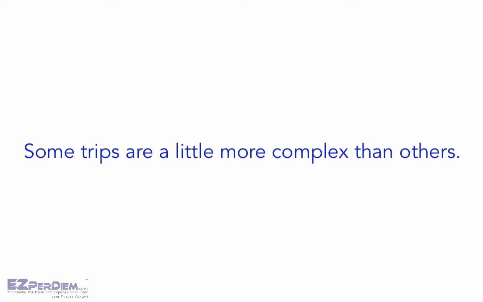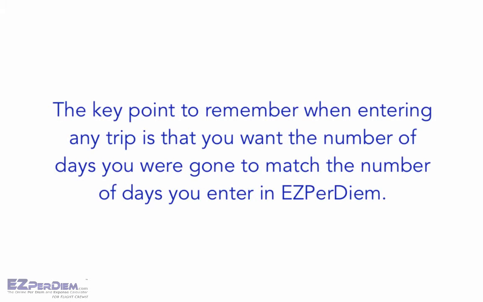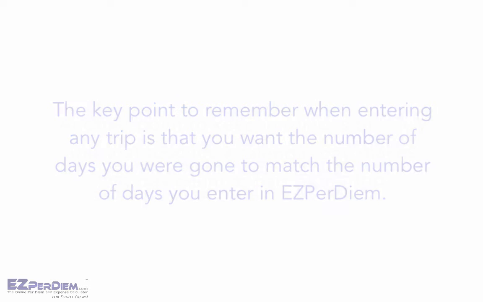Some trips are a little more complex than others. If you fly trips that span multiple time zones or have red eyes, you might wonder how to enter those expenses into EZPerDiem. The key point to remember when entering any trip is that you want the number of days you were gone to match the number of days you enter in EZPerDiem.